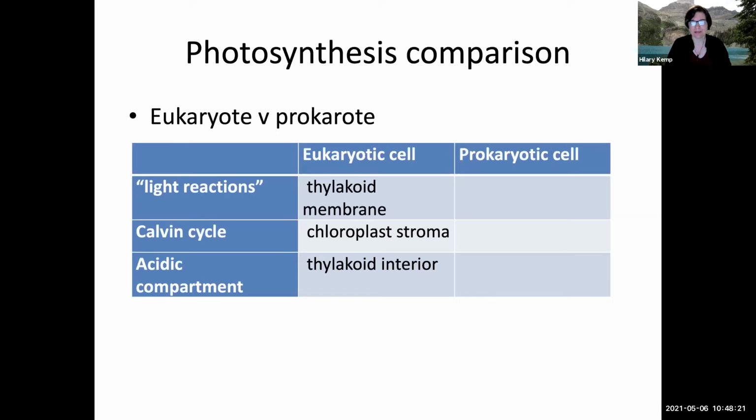Where's the Calvin cycle happening? There's no chloroplast, there's no chloroplast stroma. It is a fluid. Where's the neutral fluid that you can put your Calvin cycle into? Right, exactly. It's happening in the cytoplasm.